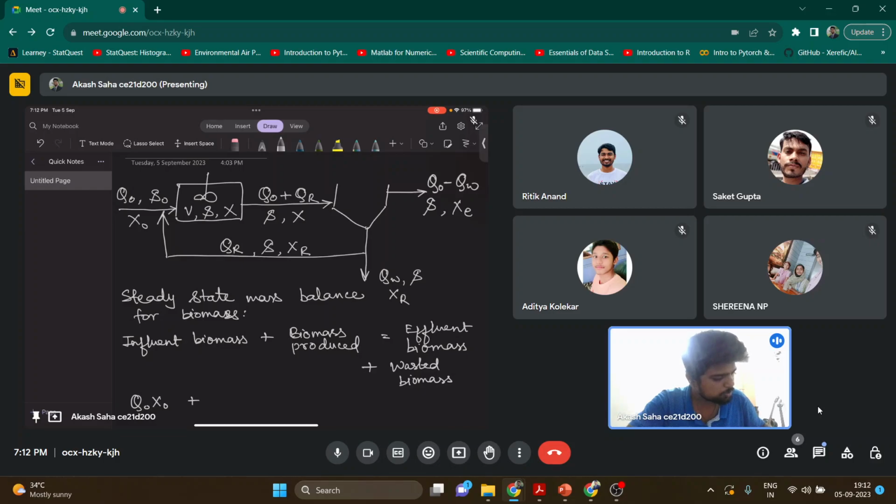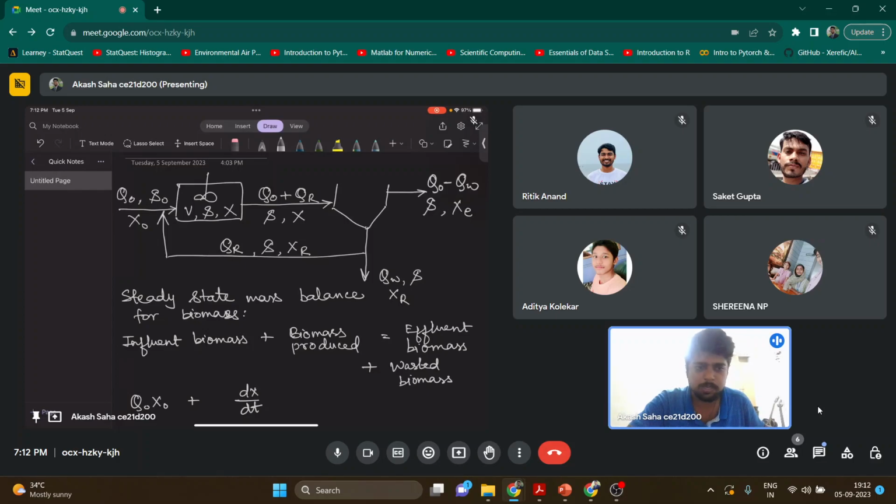Now we have to write whatever the biomass is produced. Saket, you want to ask anything? Sir, what is the meaning of biomass produced? Biomass produced means we will be aerating the chamber, right? So when we are aerating the chamber, whatever the biomass that is formed by new cell synthesis is our biomass produced.